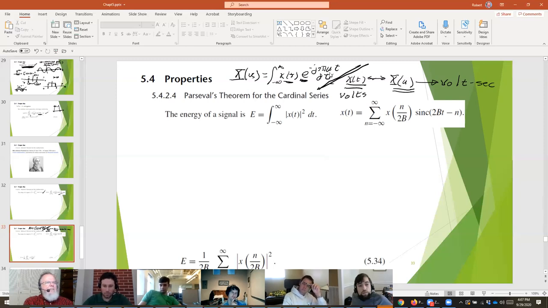And you'll notice this is borne out by the fact that U is in hertz and T is in seconds. So if we multiply hertz by seconds, that's going to be unitless. So this has no units at all. So the only other unit, as Adam mentioned, was the measure of time. So therefore, X of U has units of volt seconds. Or, if you will, volts per hertz. Maybe volts per hertz is more intuitive.